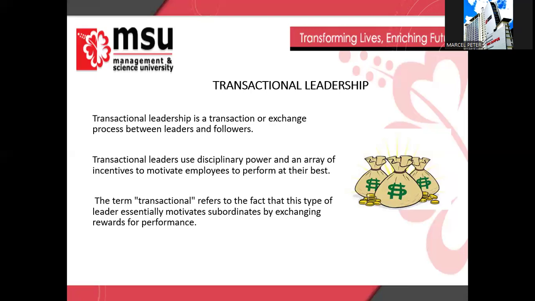So in conclusion for this particular slide, transactional leadership is based on rewards and discipline. It focuses on performance and results. It works well when tasks are clear and structured. This theory is commonly used in workplaces and organizations.